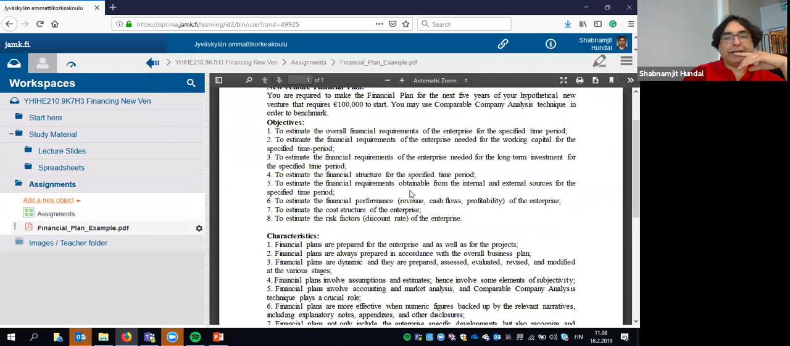You will also be required to estimate how much financing you will get internally and how much externally, right? If I have to give you one example, your retained earnings are a classic example of internal finance. But when you have debt, that's an example of external finance. All right.